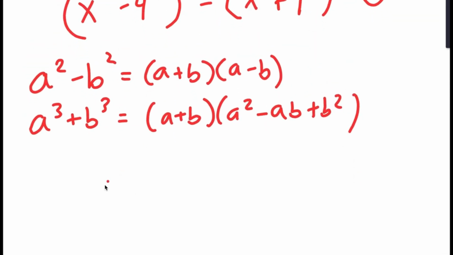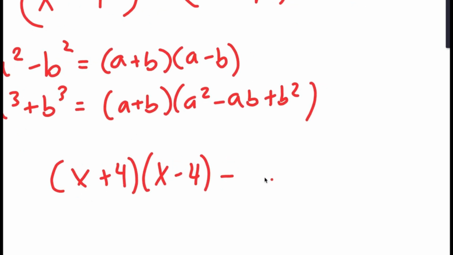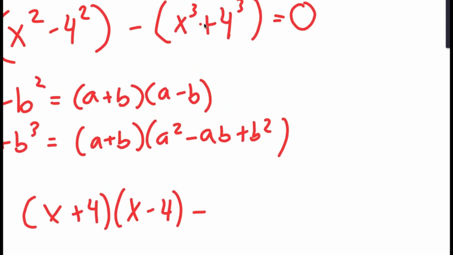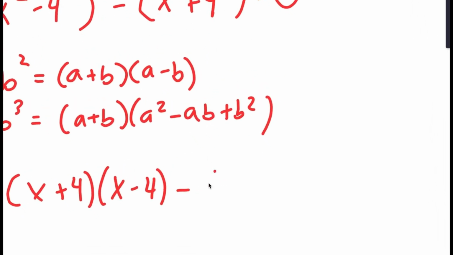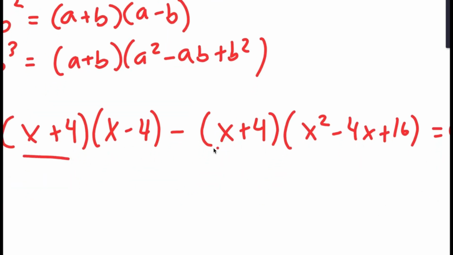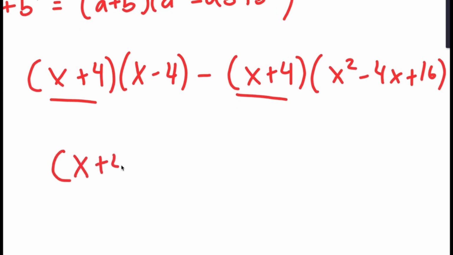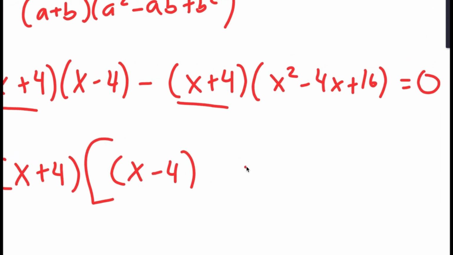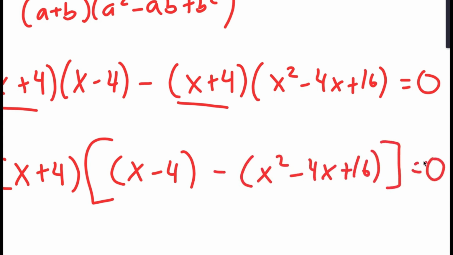So x squared minus 4 squared is going to turn into x plus 4 times x minus 4. In this case, x to the power of 3 plus 4 to the power of 3 is going to turn into x plus 4 times x squared minus 4x plus 16. Now, because both of these terms have x plus 4 in them, I can factor out x plus 4. So I get x plus 4 times x minus 4 minus x squared minus 4x plus 16 is equal to 0.